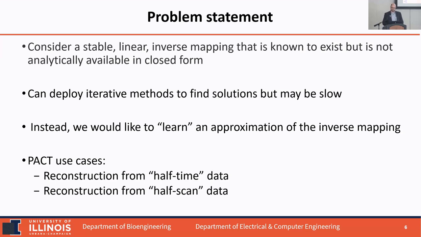Okay, so here's my problem statement. Again, consider that we're given knowledge that a stable linear inverse mapping exists, but it's not analytically available in closed form. Okay?